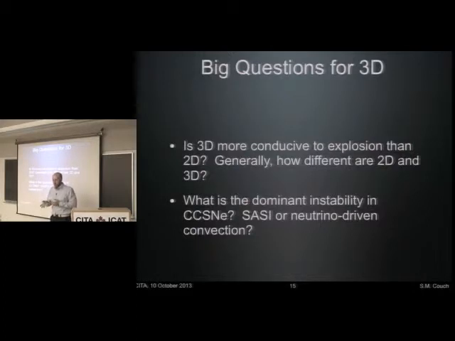Also, what is the dominant instability in core collapse supernovae? I've already mentioned the standing accretion shock instability, but there's also neutrino-driven convection, which is an exceedingly important instability in this context. And as Chris mentioned, it actually gets very hard to disentangle these two when they become nonlinear. So a lot of effort has gone into thinking and arguing about which is the dominant instability. In particular, which is the dominant instability in helping explosion, which is somewhat of a different question, I think.